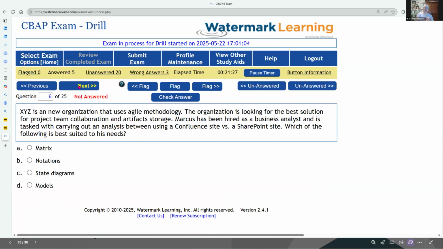XYZ is an organization that uses agile methodology. The organization is looking for the best solution for project team collaboration and artifact storage. Marcus has been hired as a business analyst and is tasked with carrying out an analysis between using a Confluence site versus a SharePoint site. Which of the following is best suited to his needs? So he's looking at different solutions. Which task is he in?